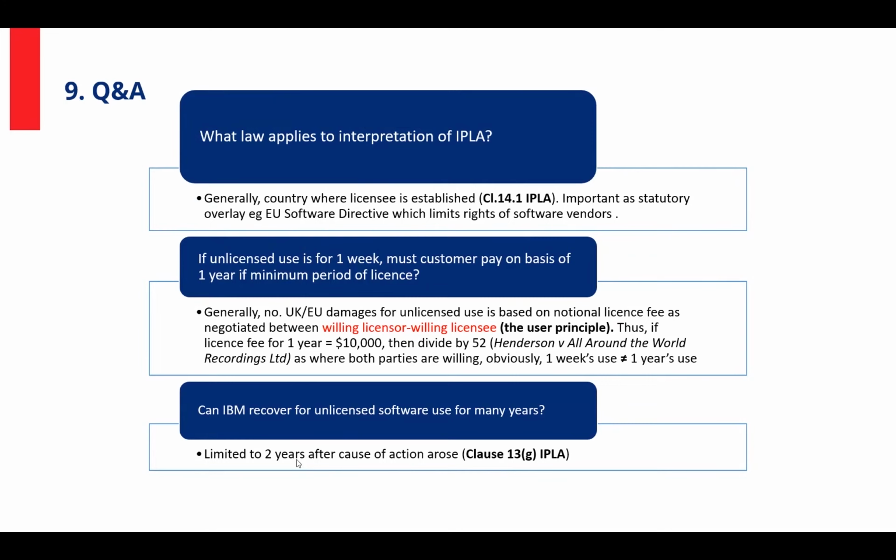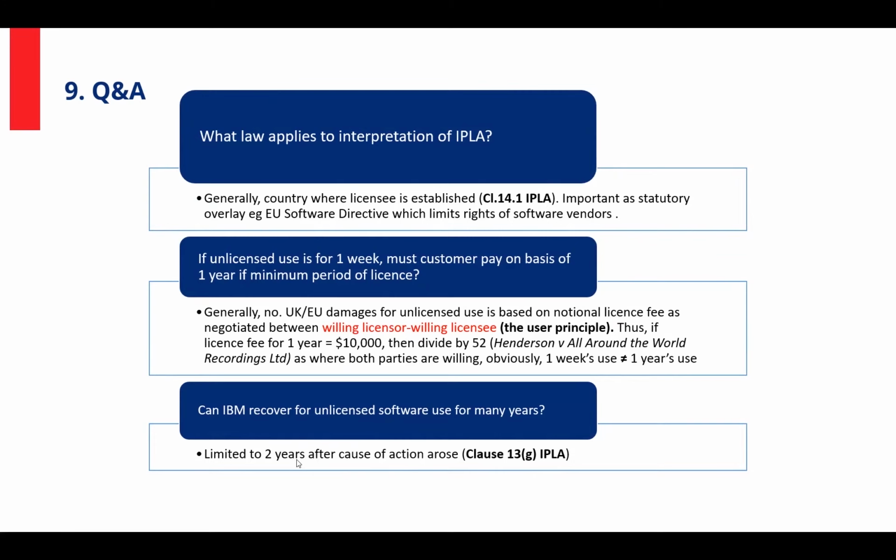But good question. So one of the questions I often find is, well, I've only done it for 1 week. Does that mean I've got to pay based upon the minimum period that the software vendor would license? For instance, let's say the software vendor says, we only grant 1 year or 2 year licenses, and the unlicensed use is for 1 week before you realized. Does that mean you have to pay a 1 year license, or can you pay effectively 1/52 of that? Well, generally speaking, damages for unlicensed use is based upon a notional license between a willing licensor and a willing licensee. It's what's often called the user principle.